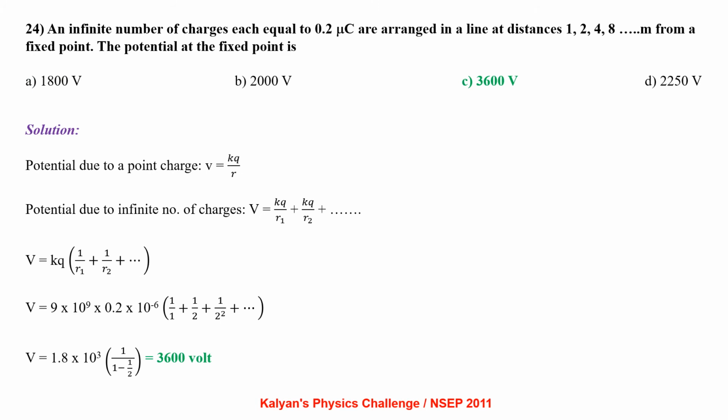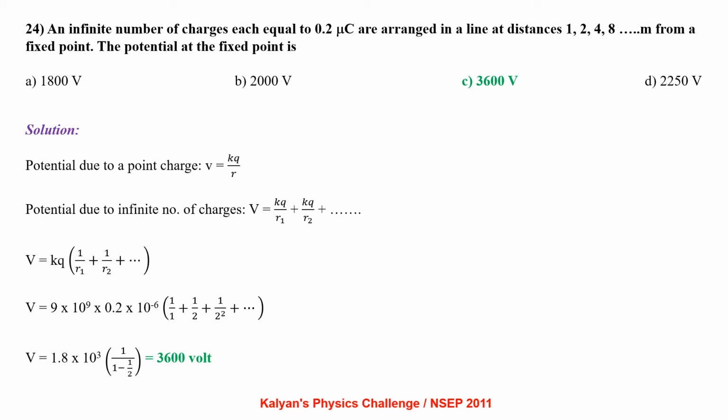An infinite number of charges equal to 0.2 microcoulomb are arranged in a line at distances 1, 2, 4, 8, and so on meters from a fixed point. The potential at the fixed point is? Potential due to a point charge is V equal to kq by r. Potential due to an infinite number of point charges is V equal to kq by r1 plus kq by r2, and so on. So V equal to kq times (1 by r1 plus 1 by r2, and so on).